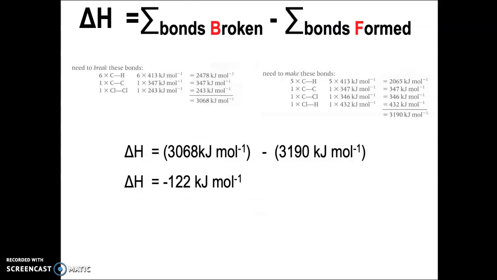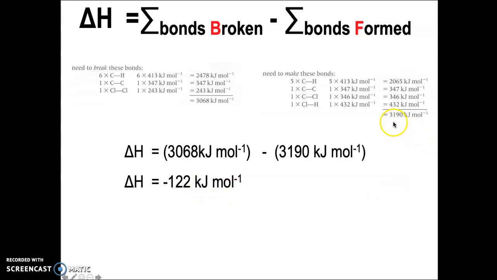Once you've got your subtotal, then we come back to this equation that you'll need to learn because it's not provided. You take your subtotal for the energy broken, so this is where the 3068 comes from, and subtract the subtotal of the bonds formed, which is 3190. And your enthalpy for this reaction is negative 122. So for that reaction to occur, it is an exothermic reaction, which is what that negative stands for, and it will release 122 kilojoules for the reaction.